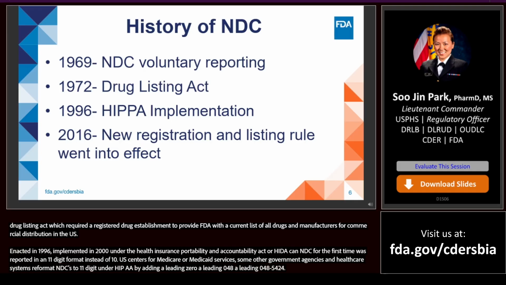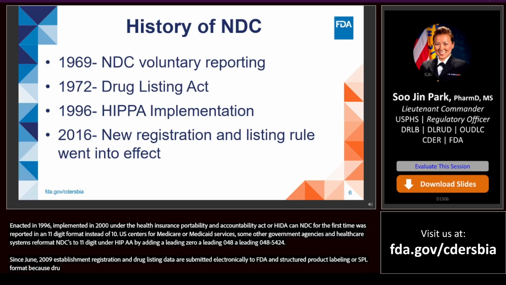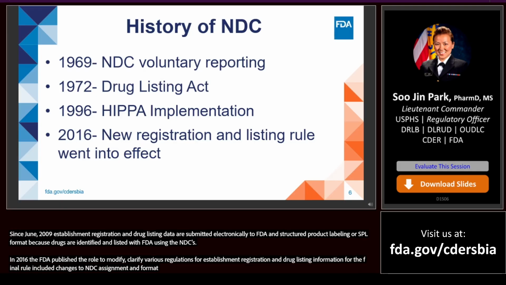Since June 2009, establishment registration and drug listing data are submitted electronically to FDA in structured product labeling, or SPL format. Drugs are then identified and listed with FDA using the NDCs. In 2016, FDA published a final rule to modify, clarify various regulations for establishment registration and drug listing information. The final rule included changes to NDC assignment and format, the standard for which when NDCs are required, and clarification of misbranding provisions if NDCs are used improperly.